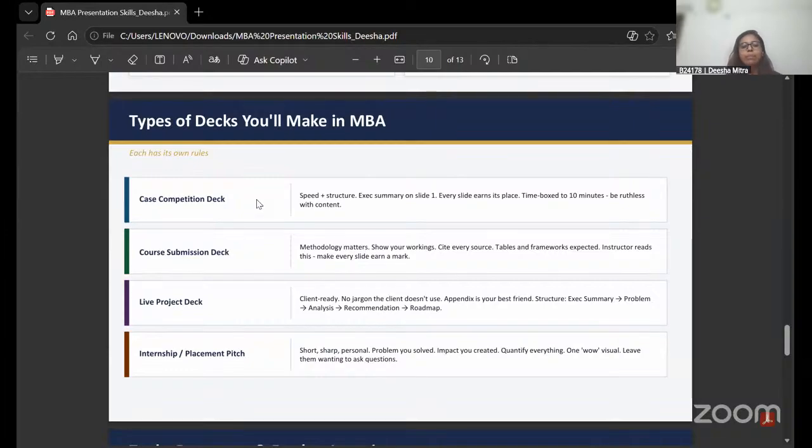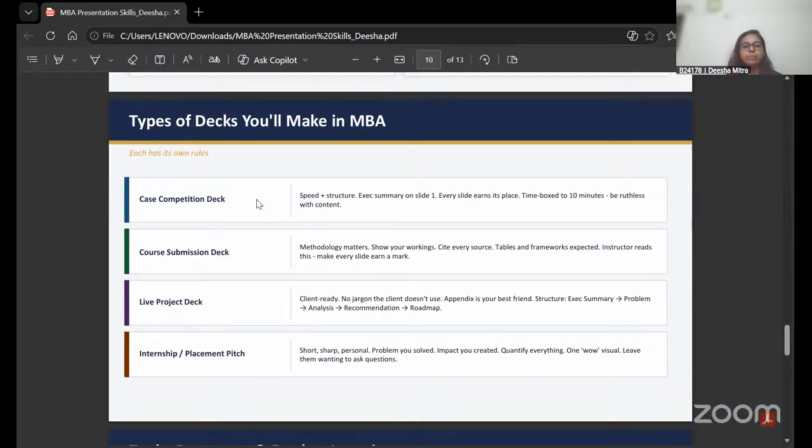In general, case competition decks are more cluttered than how a client deck or a professional consulting deck should normally look. But yeah, that is how the case competition decks in general are. But again, that does not mean that you hamper the structure, even if it's cluttered. The structure is always maintained. So one is the case competition.